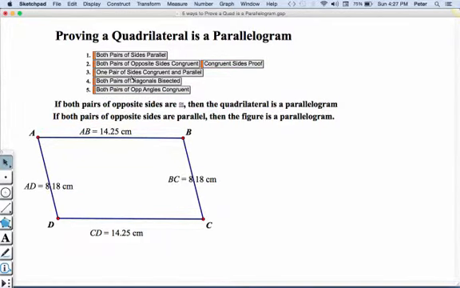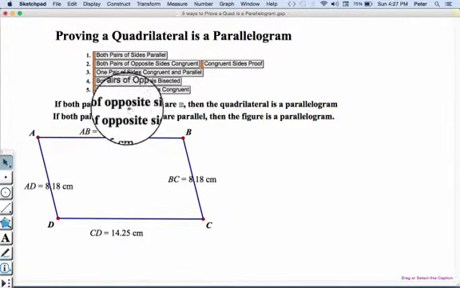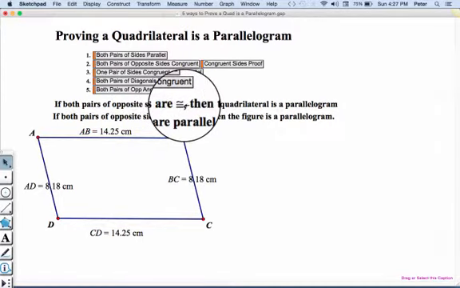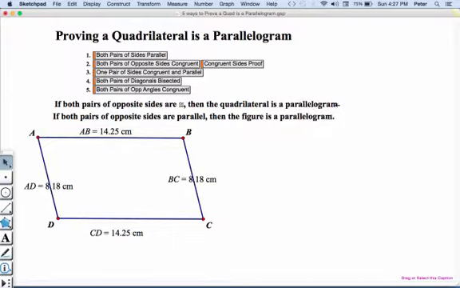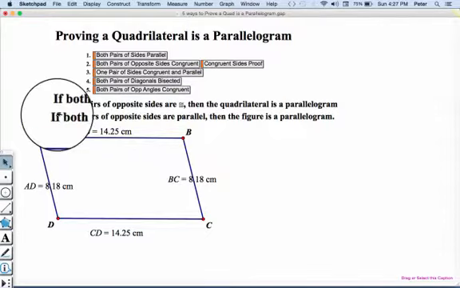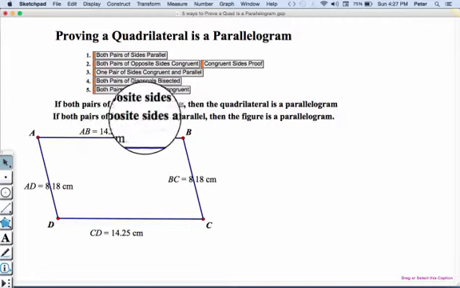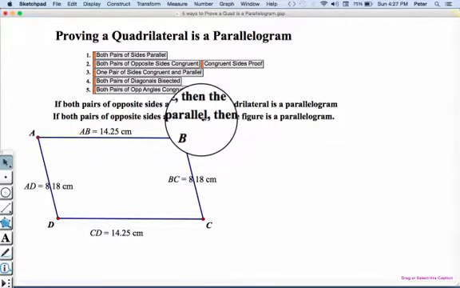Suppose we knew that both pairs of opposite sides were congruent. Could we then show that the quadrilateral is a parallelogram? Well, the trick is to show, from that given information, that both pairs of opposite sides are parallel, because then we would know that it's a parallelogram by definition.